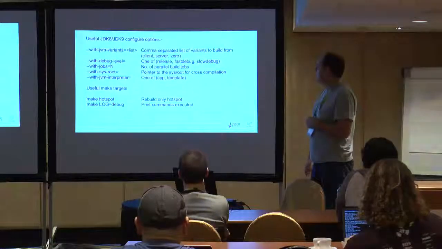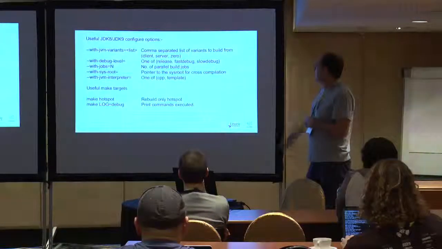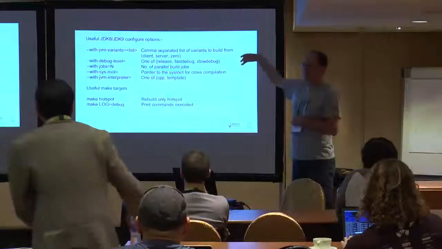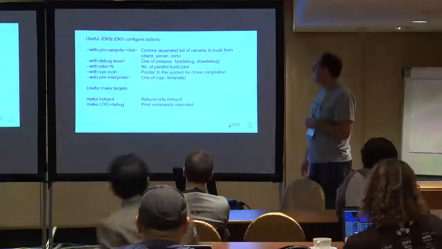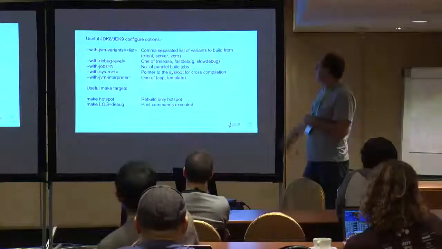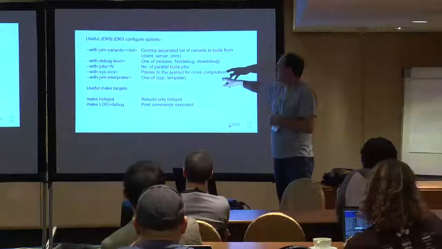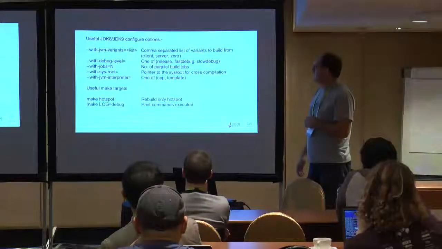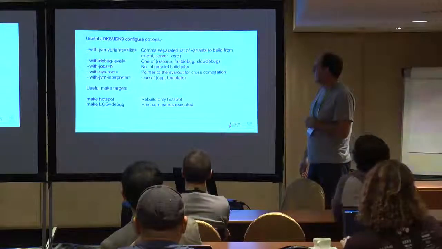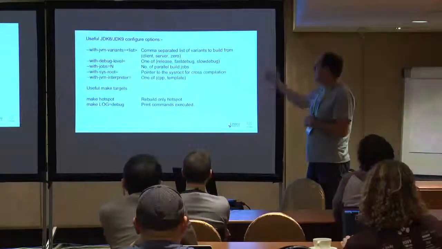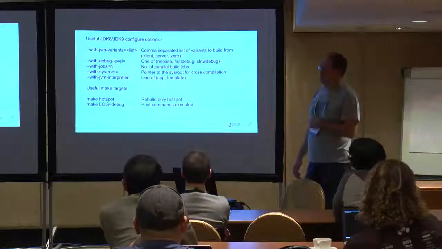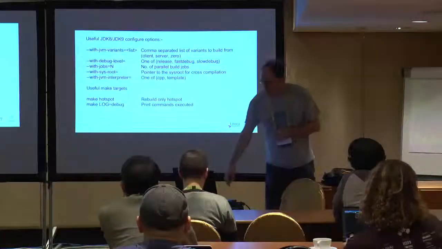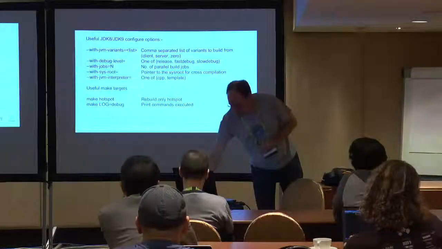With jobs, again, parallel jobs. Sysroot, so if you're doing cross compilation, you can just use --with-sysroot to point to the sysroot. And you can switch between which JVM interpreter you want to use, pure C++ interpreter, or if you've got a template interpreter, you can use that instead. Useful make targets: you can make hotspot if you only want to rebuild Hotspot, and LOG=debug, because obviously if you've broken your make system.